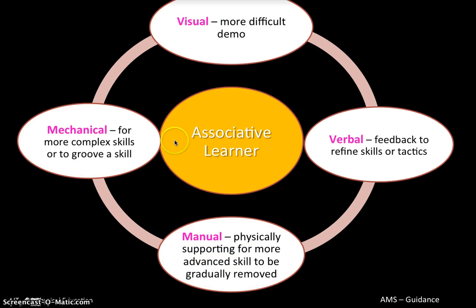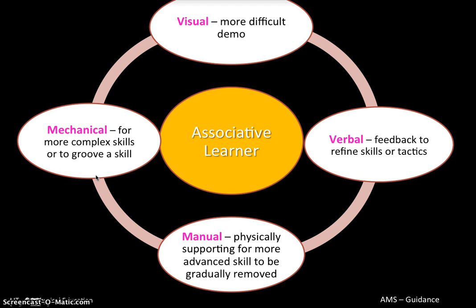So the associative learner, this practice phase, this intermediate performer, the visual guidance you might give might be more complicated, so it might be a more difficult demonstration, or you might use teaching aids, so images to just remind them of the sorts of performance they might need to do. Verbally, you might refine their skills or introduce some tactics, so increasing the challenge. Again, manually, maybe support them doing more complicated and advanced skills. So it's still important if they're learning something more challenging to them.